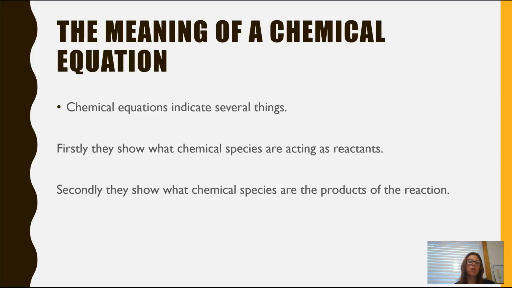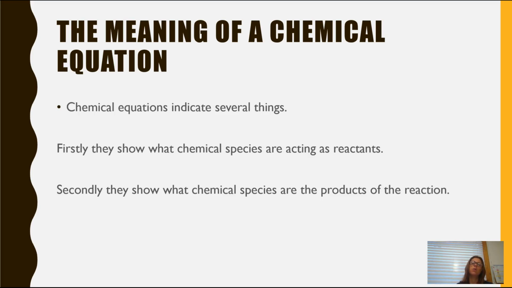So what does a chemical equation actually tell us, and why are we using them? Well, first of all, our chemical equations will tell us several things. They'll show us what species are acting in the reaction, so what are the reactants that are being reacted together, and what is being produced as the result of that chemical reaction.